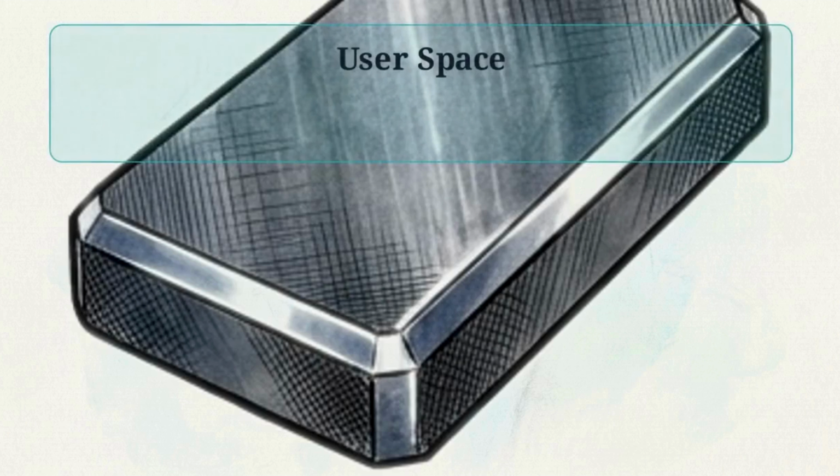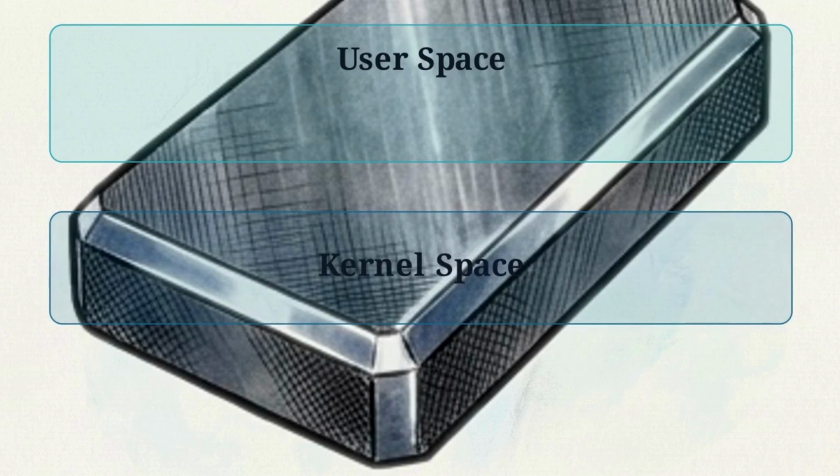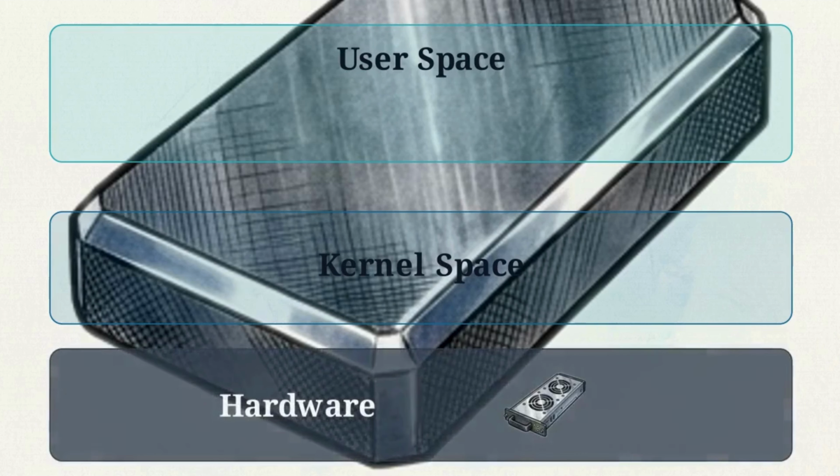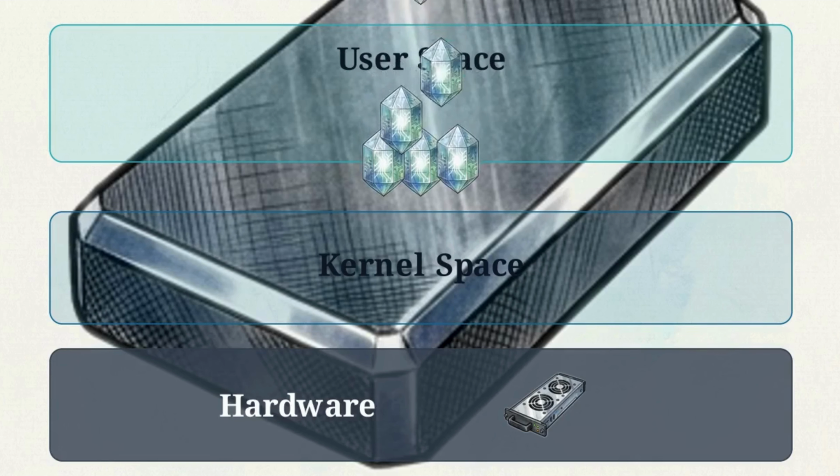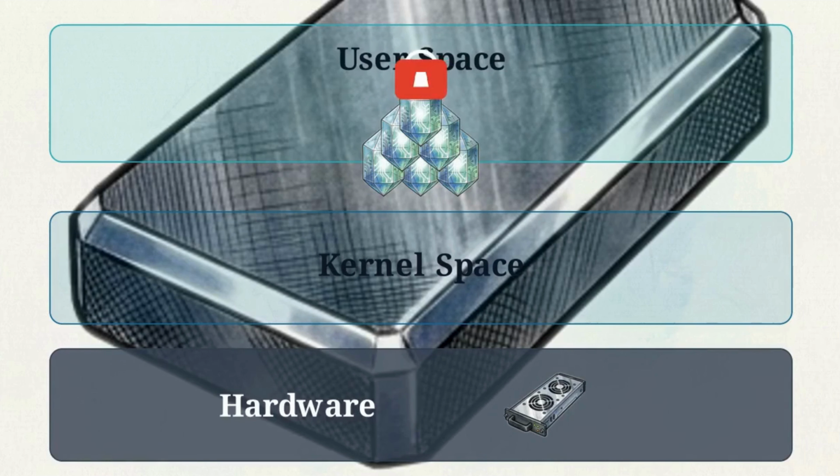At the top is user space, where regular applications live. Below that is kernel space, the highly privileged core that controls the physical hardware. Applications in user space can't touch the hardware on their own. If a web server wants to send a network packet or read a file, it has to send a request down to the kernel and wait for permission to cross that barrier.